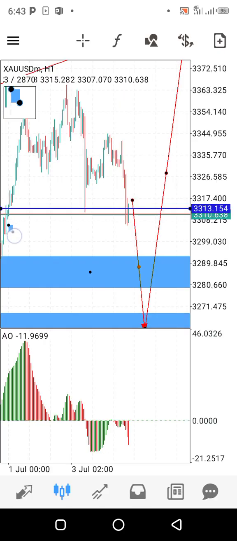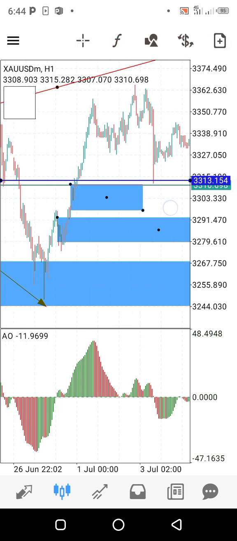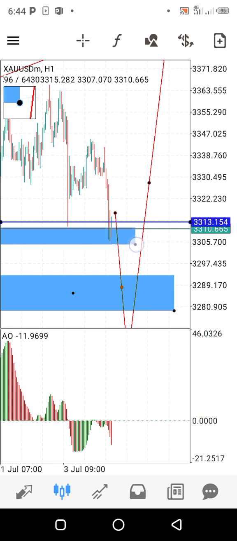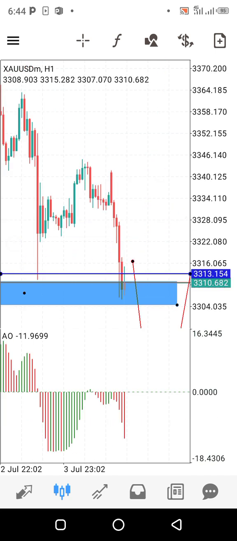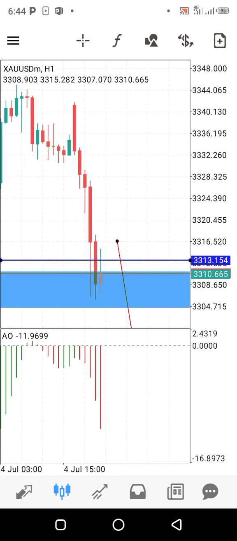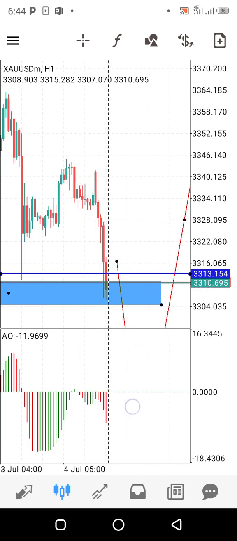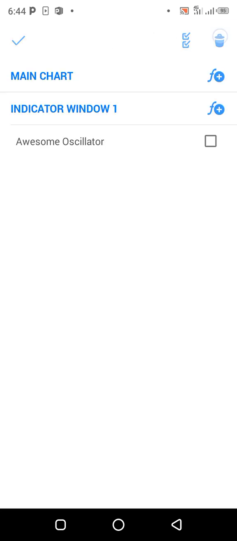On the H1, you see that price has already made some bit of demand zone around here. So this is the first time the price has come to this demand zone, so we're expecting some good rejection, but instead price is just playing around. This is an Asian session anyways, so I don't expect price to move that much.